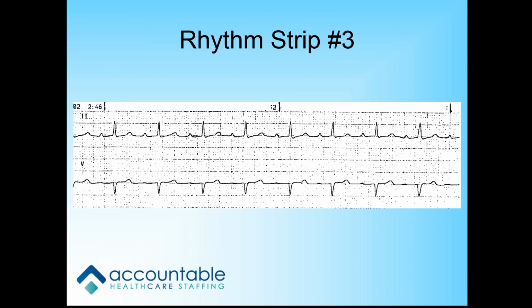I'm going to help you walk through this one. Let's first start with the rate. Is it too fast or is it too slow? Calculate the rate with me. It's 80, so it's normal. It's 80, right. Let's take a look at those PR intervals, because we've got a P for every Q or S, right? Yes. And we have a Q or S for every P. But what's our PR interval?